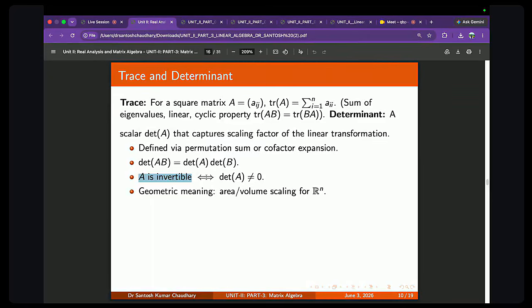A is invertible if and only if determinant A is non-zero. Determinant non-zero means A is called a non-singular matrix. What is the geometric meaning? Area, volume, scaling. If you have seen, we also find the area of a triangle using determinant, in class 12 you might have seen. If you have the coordinates of a triangle, then you can find the area using determinant. If you have the coordinates of a square, you may find the area of that square using determinant.